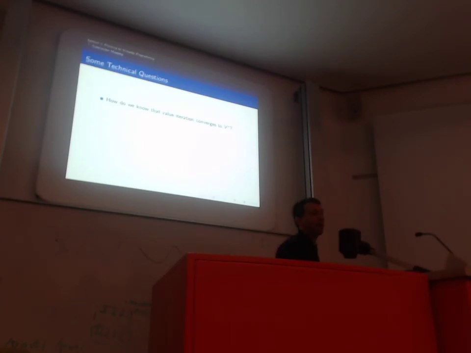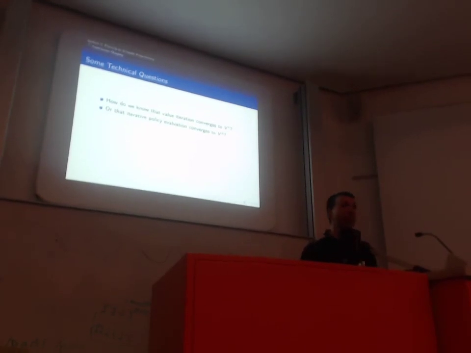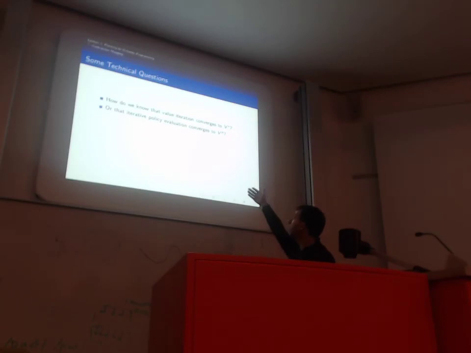And so how do we know that value iteration really converges to V star, or that iterative policy evaluation converges to V pi? We already know that if you do policy improvement, you can make progress, but we need to know that our policy evaluation is doing the right thing.